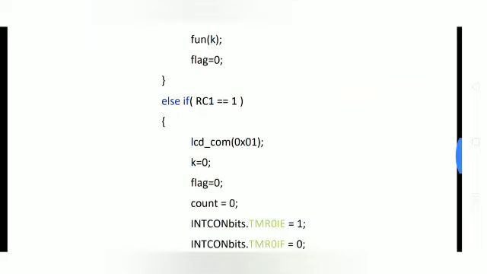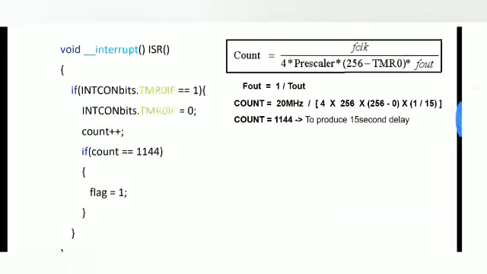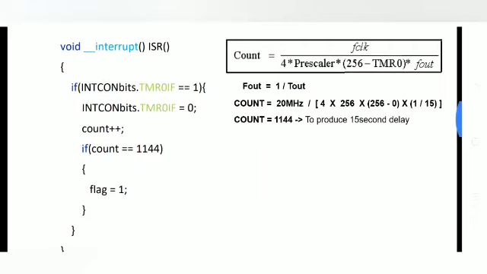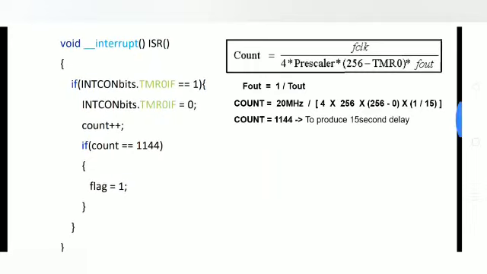Next is else if RC1 equal to 1. If a new user comes, we have to erase or discard the previous value taken from the other person. This interrupt is mainly used whenever the timer overflows. Here Timer 0 has 256 as its maximum value. When it reaches the maximum value, an interrupt is given to the PIC microcontroller. Some interrupt has occurred.